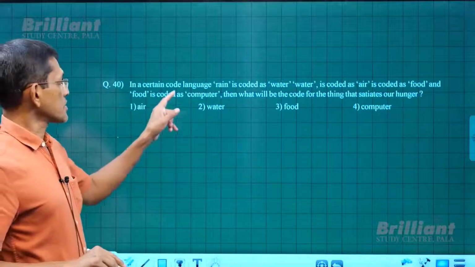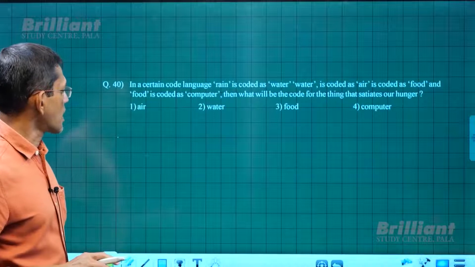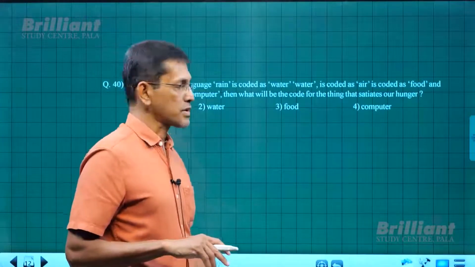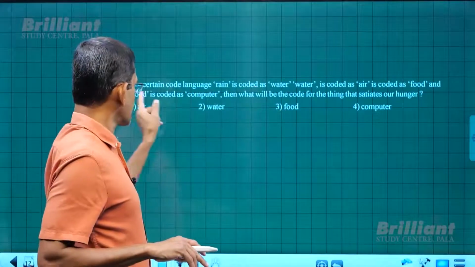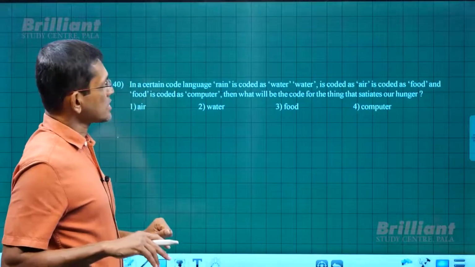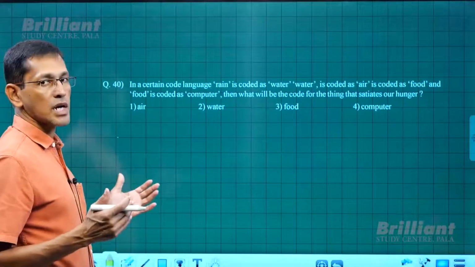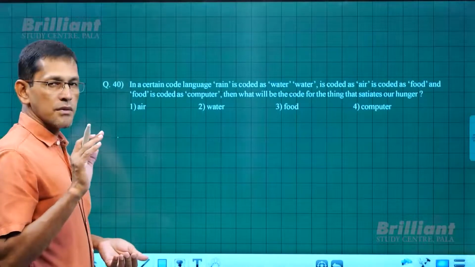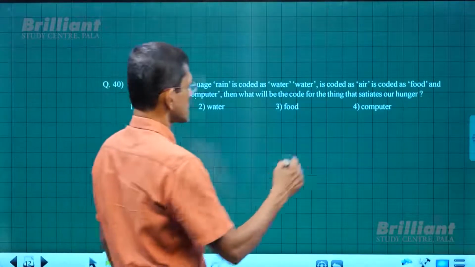In a certain code language, rain is coded as water, water is coded as air, air is coded as food, food is coded as computer. So what will be the code for the thing that satisfies our hunger? Our hunger is satisfied only by the item given here, which is food, right? So food is the answer. Food is coded as computer. So in order to mean food, you have to use the word computer. So computer is the answer.